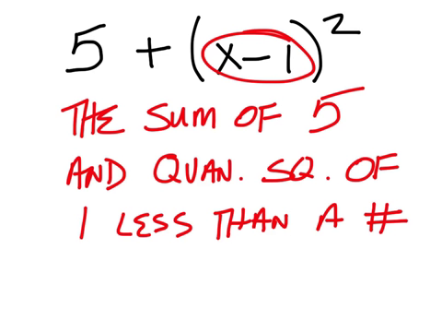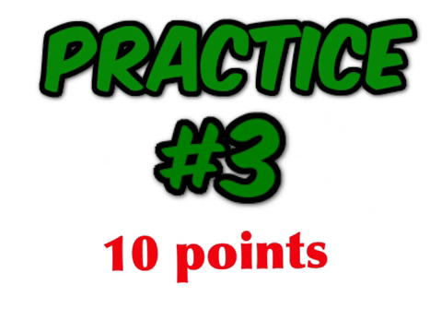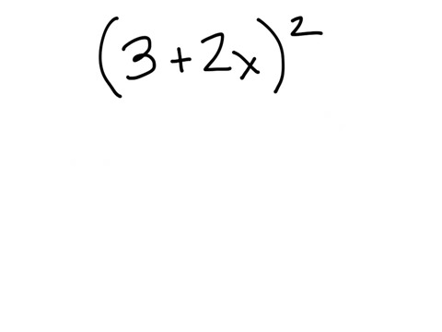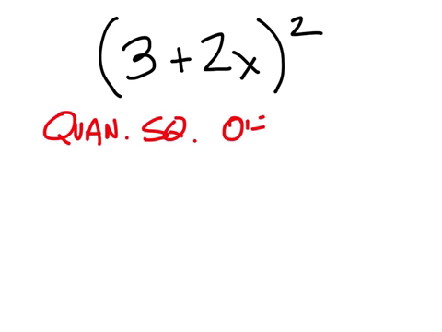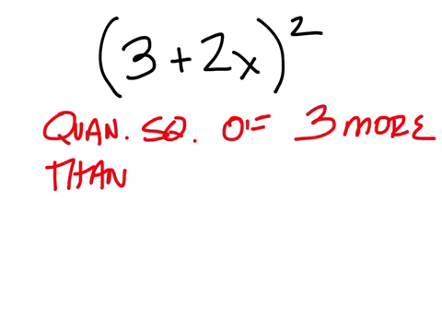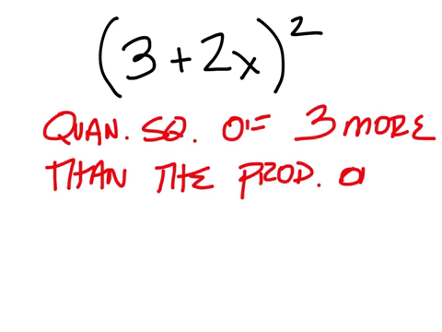Any questions about that? For the practice, you must have the quantity squared, I'm abbreviating, the quantity squared of 3 more than the product of, abbreviating, 2 and a number.